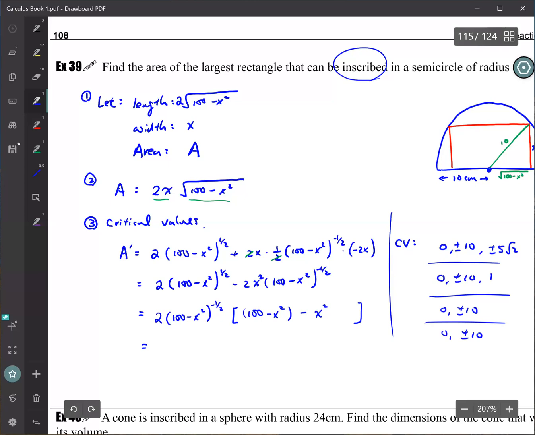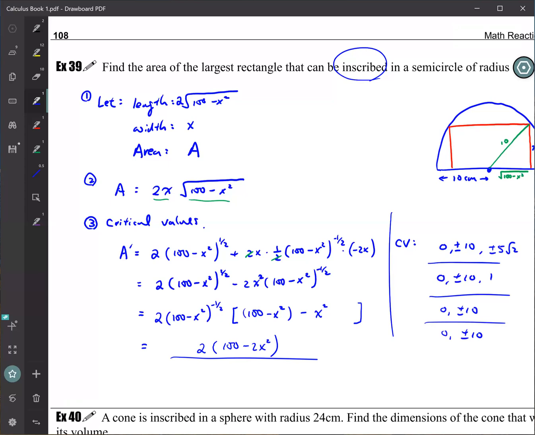Okay, so over here, if we simplify this, the numerator will have a 2 and 100 minus 2x squared, and then the denominator, you would have root 100 minus x squared. The hardest part is actually how to get here. It's not really hardest because we've been practicing this when we learned the product rule. So just make sure you know how to do the algebra correctly.